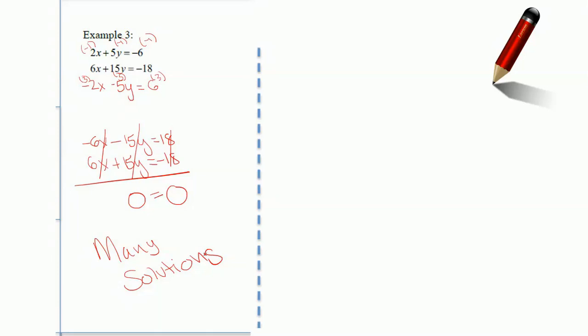So if everything cancels out and you get a number equals the same number, or 0 equals 0, that is many solutions. Basically, just like when we're graphing, that is the two lines lying on top of each other.